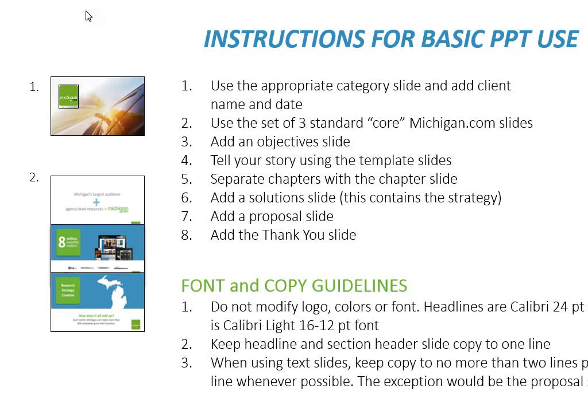So use the appropriate category slide and add content, name and date. Use a set of 3 standard coremichigan.com slides, which is those first 3 that we talked about, the first 3 at the beginning. Add an objective slide. So we're talking about, what are the objectives of the client? What are we putting together here? What are we recommending? Tell your story using the template slides.